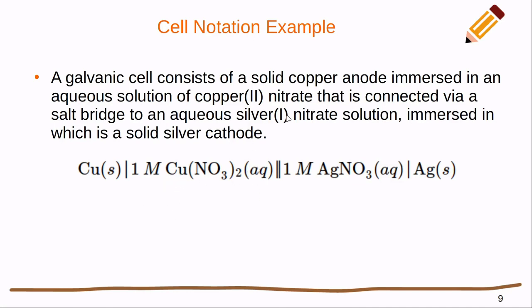That is connected via a salt bridge, double vertical line, to an aqueous silver nitrate solution. So I write my silver nitrate solution there, immersed in which is a silver cathode. So again, aqueous and solid, different phases. I put a vertical line and I note that I have the silver solid there, which is our cathode. We started at the anode, we ended at the cathode.